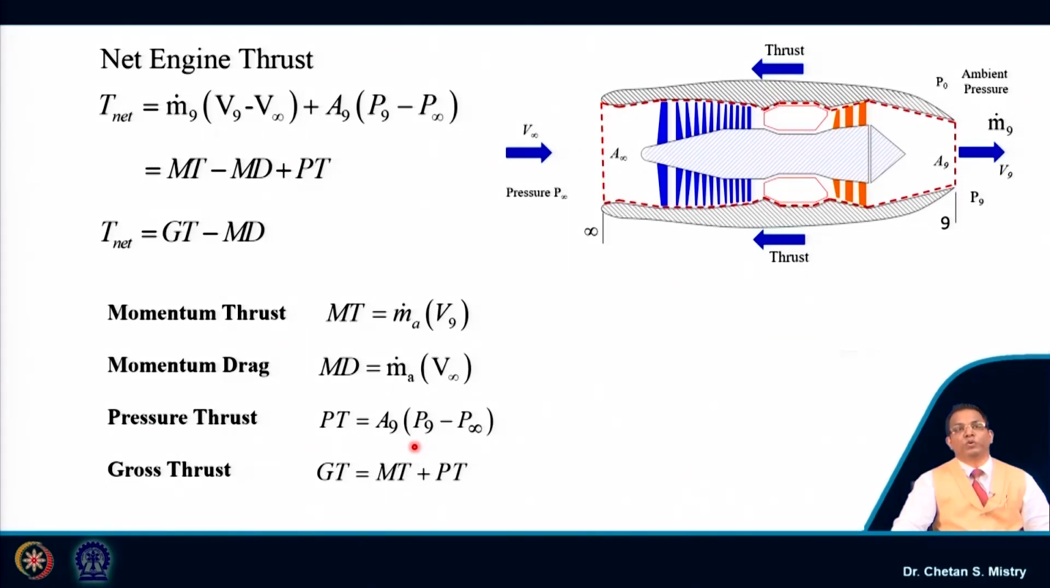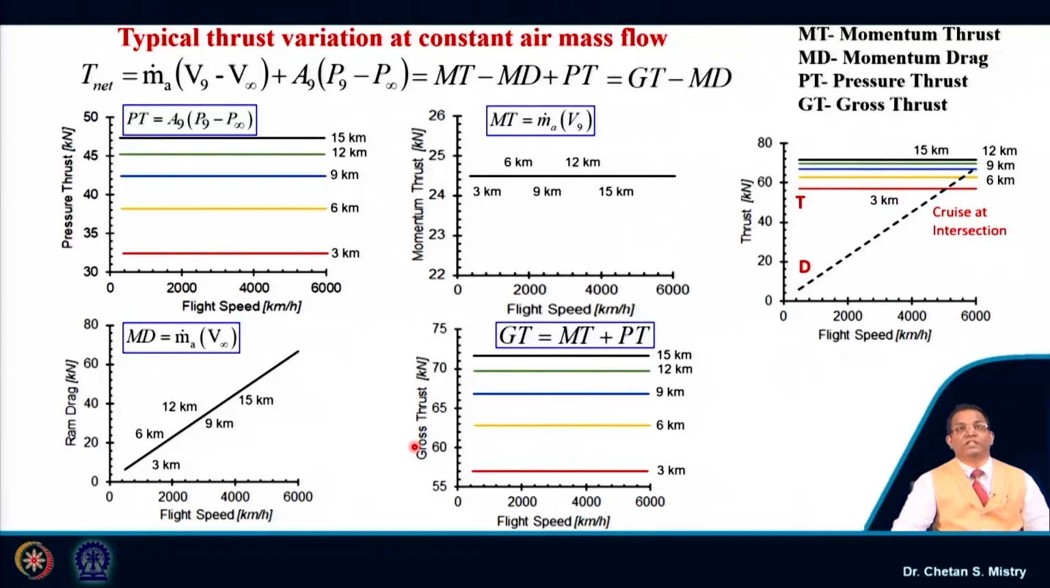We have also introduced the term called gross thrust. This gross thrust is nothing but the summation of momentum thrust and the pressure thrust. So, this is all the fundamentals we know up till now. In the last lecture, we were discussing the variation of the thrust assuming constant air flow rate, or constant air mass flow rate. So, for that we divided our thrust into 3 different terms.